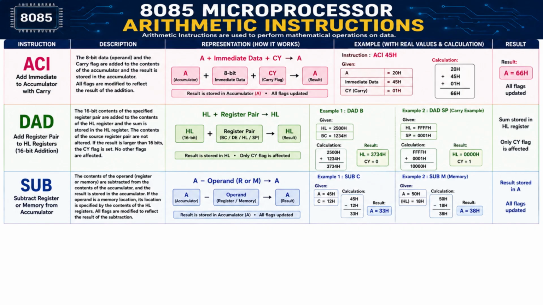Up next, we have SUB, subtract register or memory. It subtracts the contents of a register or the memory location pointed to by HL from the accumulator. The result is stored back in the accumulator and all the flags are updated.